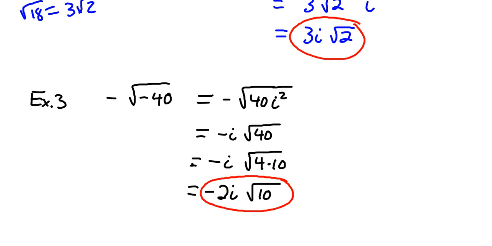And again, if you think about the square root of 40, if you were just to break it down, you could do 4 times 10, so that would be 2 square root of 10. The only difference is, if it's imaginary, you know you have to put the i marker in there. If the negative's there, it just hangs out front.